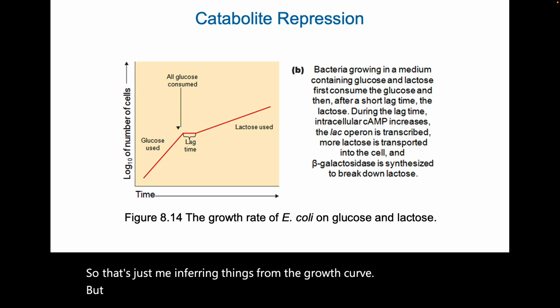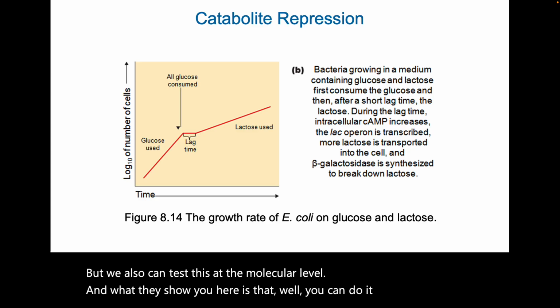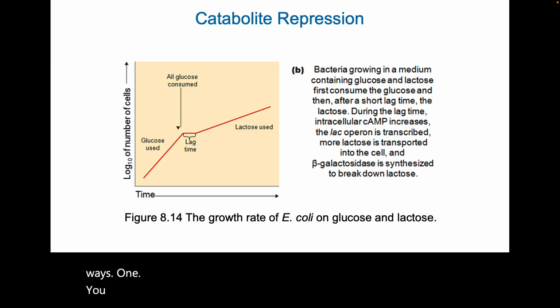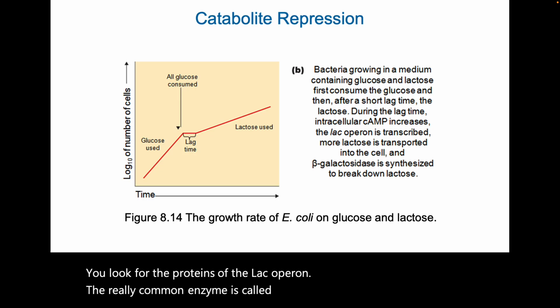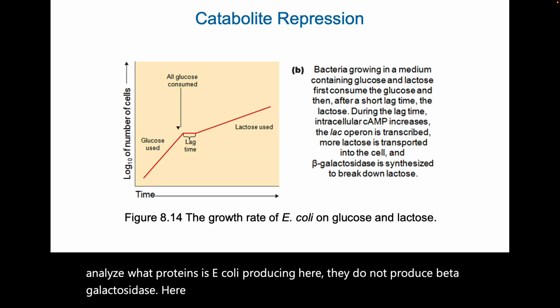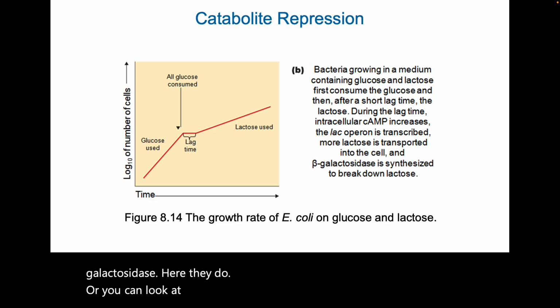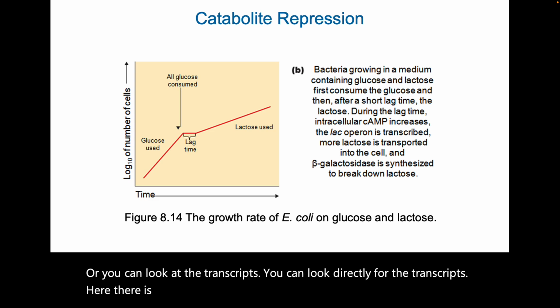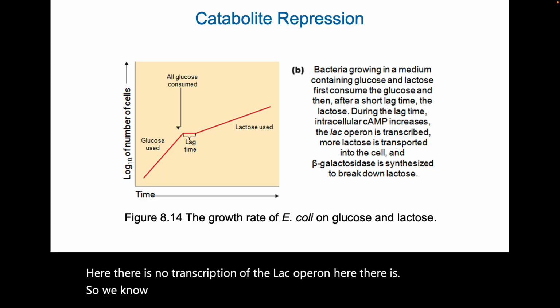But we also can test this at the molecular level. And what they show you here is that you can do it a couple different ways. One, you look for the proteins of the Lac Operon. The really common enzyme is called beta-galactosidase. If you were to analyze what proteins E. coli is producing, here they do not produce beta-galactosidase. Here they do. Or you can look directly for the transcripts. Here there is no transcription of the Lac Operon. Here there is. So we know that they switch their gene regulation in the same tube.